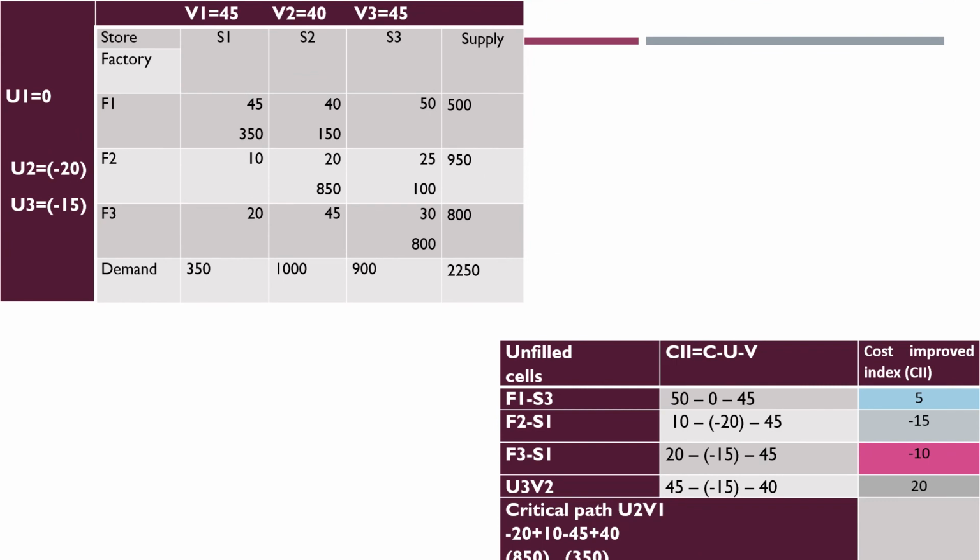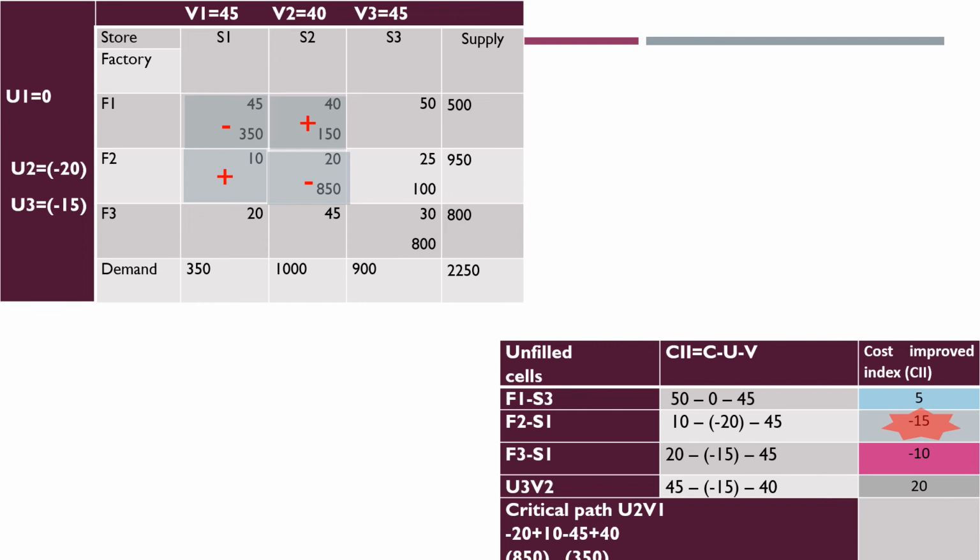Now we are going to allocate to the F2 S1 cell. When we allocate to F2 S1 cell, from where are we going to take? We can take the quantity either from F1 S1 or F2 S2. Then how much quantity are we allocating? 350 or 850. Here we have to select the lesser amount. Now we can add from either of these two cells.